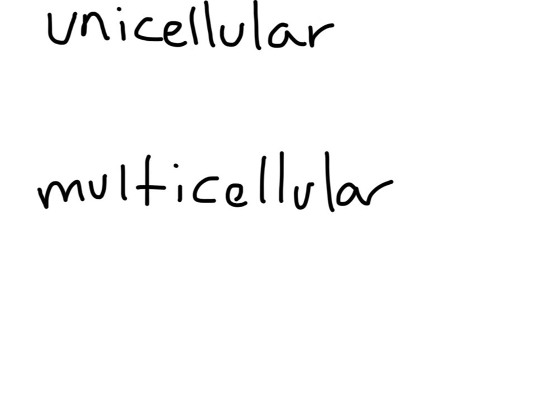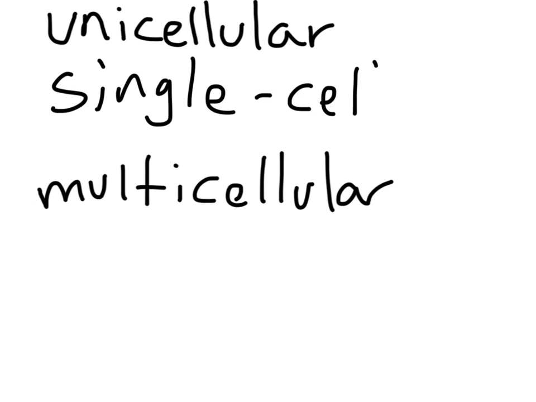So, does anyone here have a guess as to what the difference is between uni and multicellular organisms? What do you think, Juliana? Unicellular only has one, and then multicellular has two. That is mostly correct. Unicellular is a single-celled organism, and you got it right, you corrected yourself, is a single-celled organism.